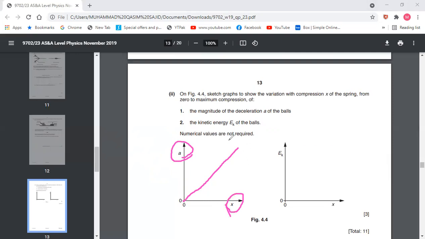Second is the kinetic energy of the ball. Now, kinetic energy is the energy within the mass of the body. So it must be directly proportional to the square of x, I think. So this value is always some positive value in the body. So this graph must start a little upward. Must have this type of graph. Is this clear? These are basically standard exponential graphs.